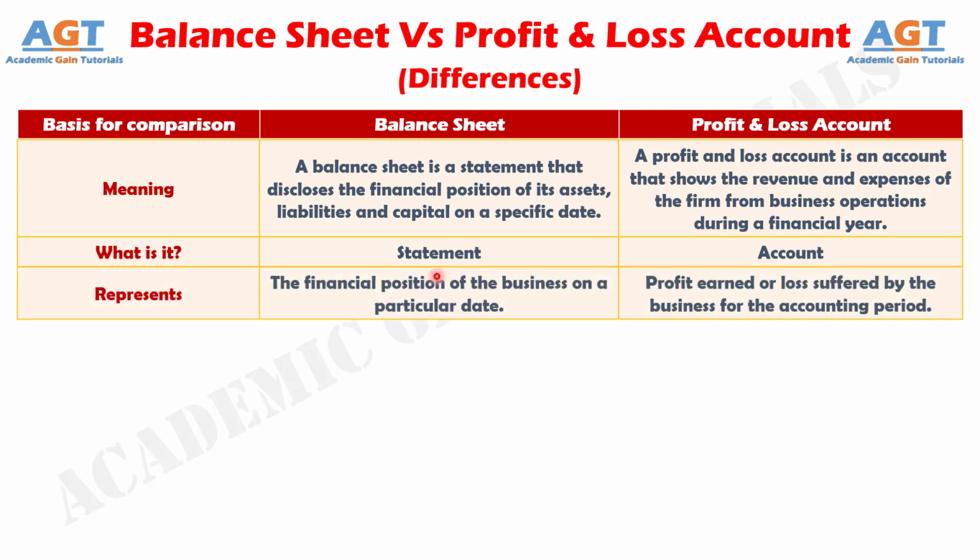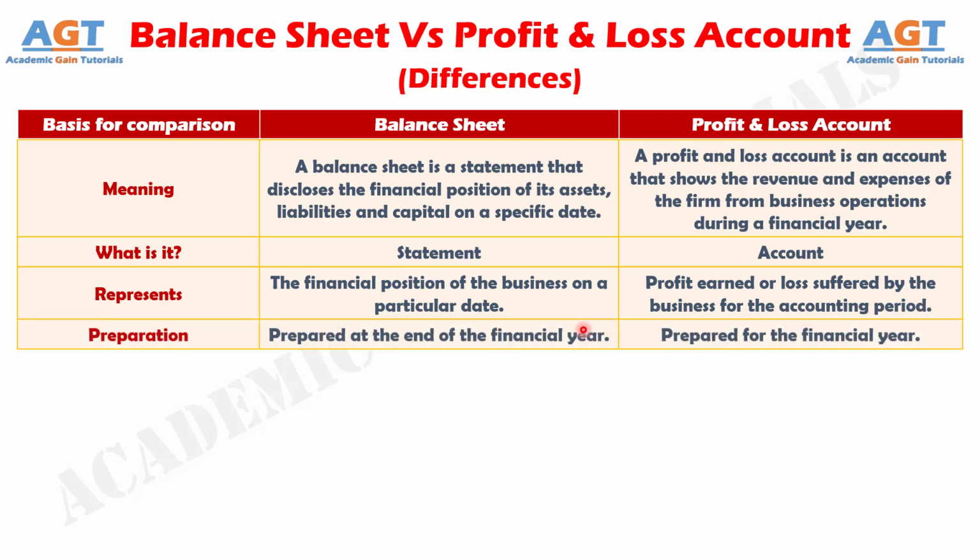Number 3. Balance sheet represents the financial position of the business on a particular date, whereas a profit and loss account represents profit earned or loss suffered by the business for the accounting period. Number 4. Balance sheet is prepared at the end of the financial year, whereas a profit and loss account is prepared for the financial year.